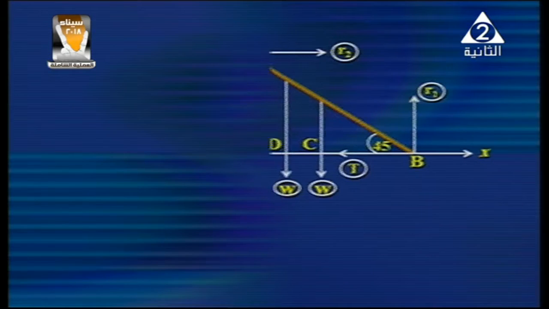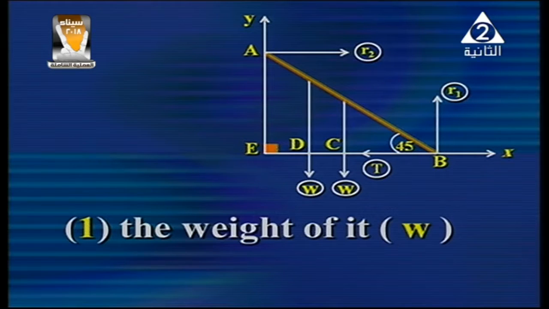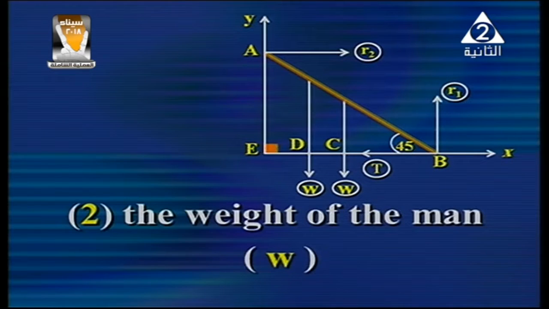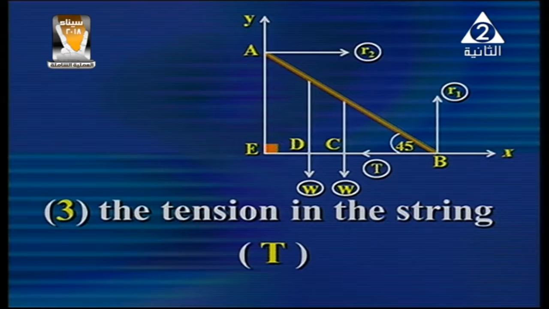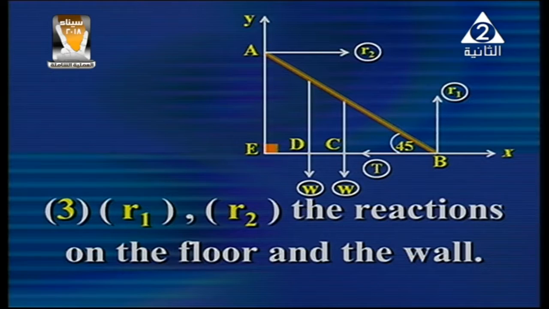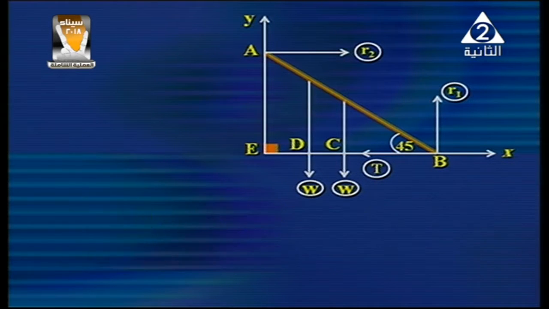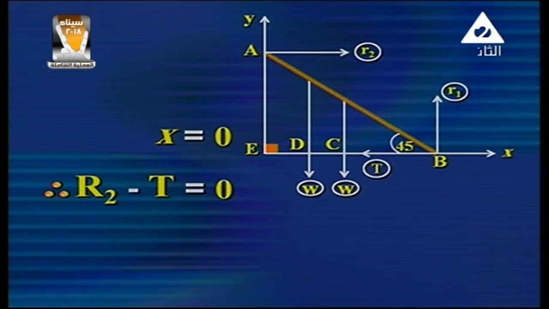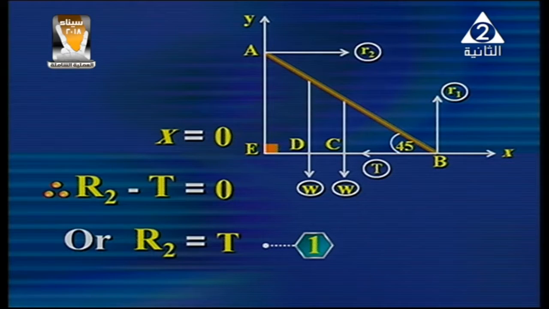Solution. How many forces do we have? Number 1, the weight of the ladder, W. Number 2, the weight of the man. Number 3, the tension of the string. R1 and R2 are the reactions of the floor and the wall. In equilibrium, the sum of x forces equals 0, then R2 minus T equals 0, or R2 equals T. This is equation number 1.